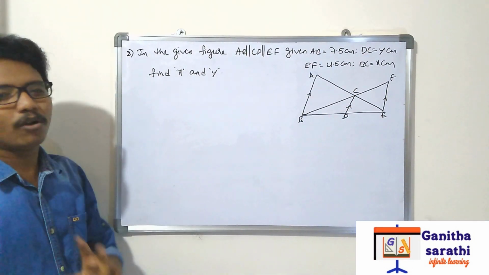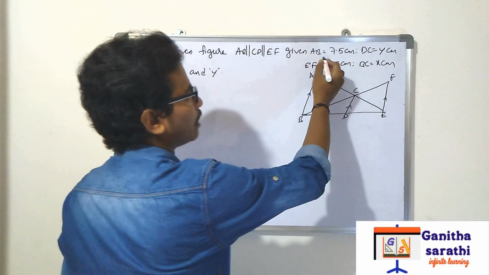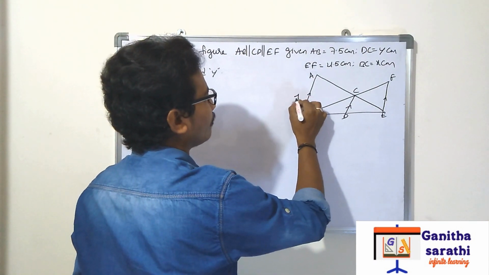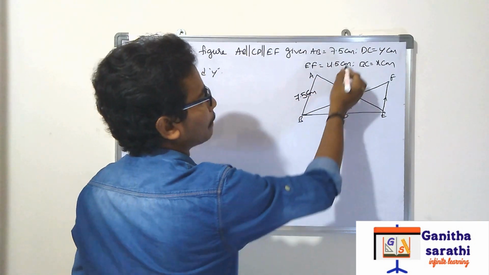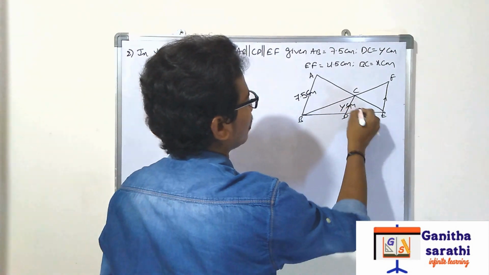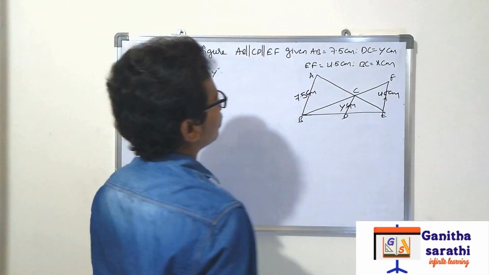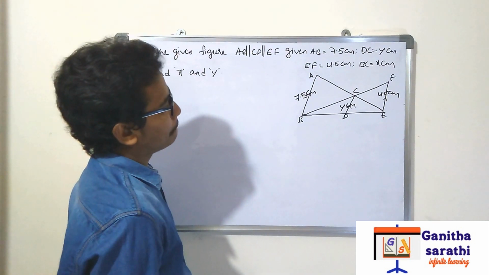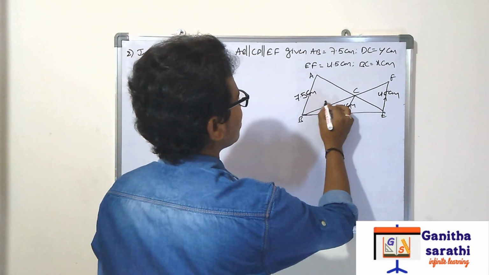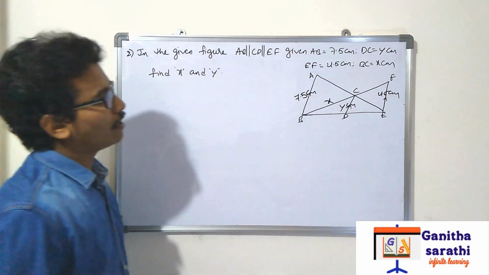What we have to find? We have to find the values of X and Y. First substitute those values in the figure. AB is equal to 7.5. Next, DC is equal to Y. DC is Y centimeters. EF is 4.5. Next, BC. BC is X centimeters. Right. Those are the given values.